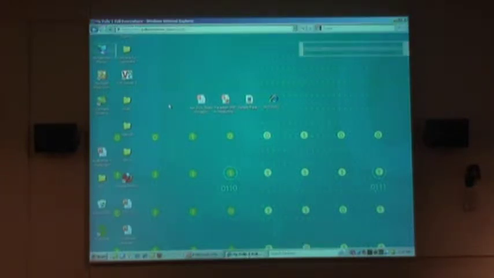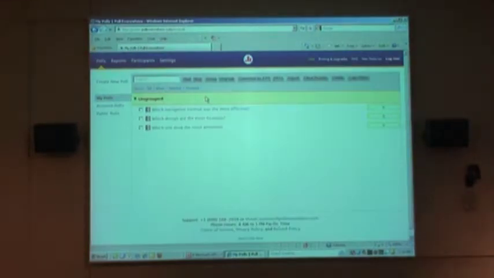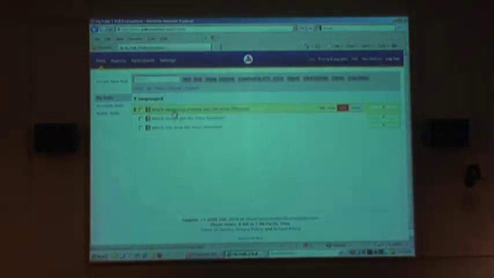There's a website called Poll Everywhere. Maybe something's wrong with my internet connection. Maybe that's why it's not working. Well, let's hope it's working. Okay. So the question is, which of those three navigation? My goodness, this is slow.